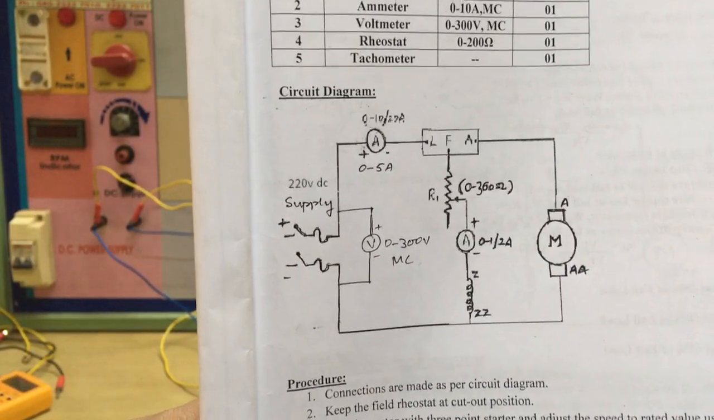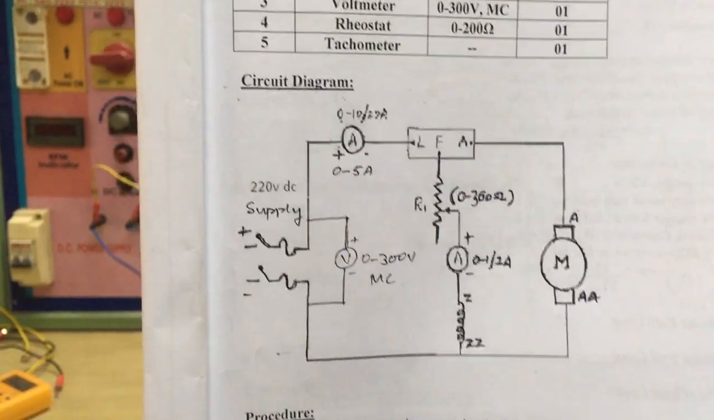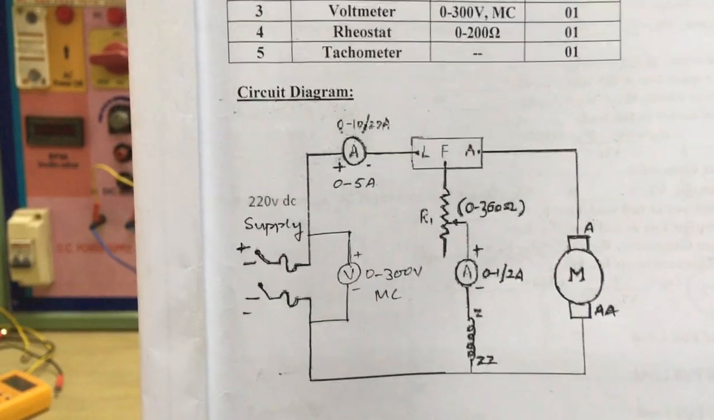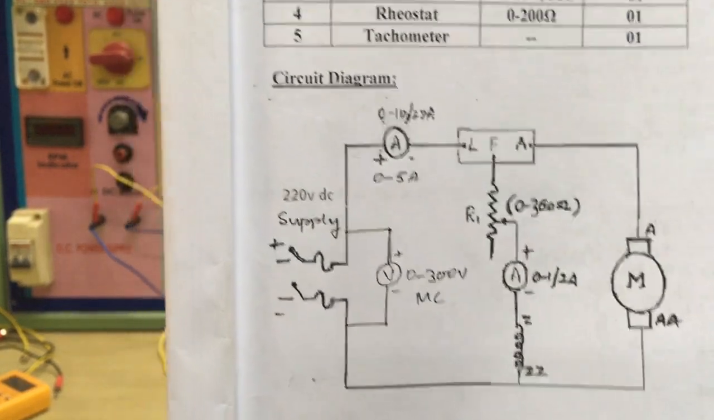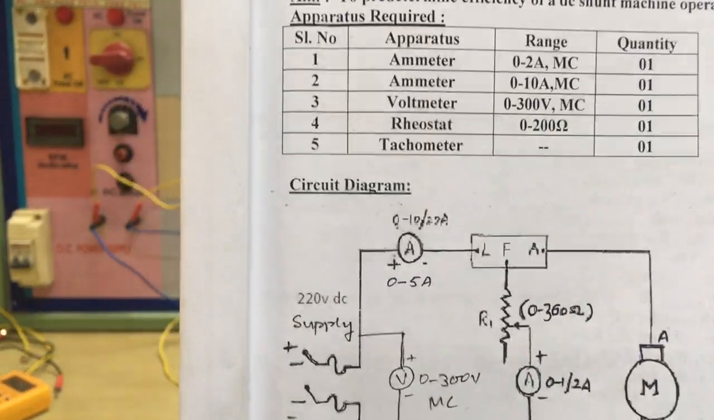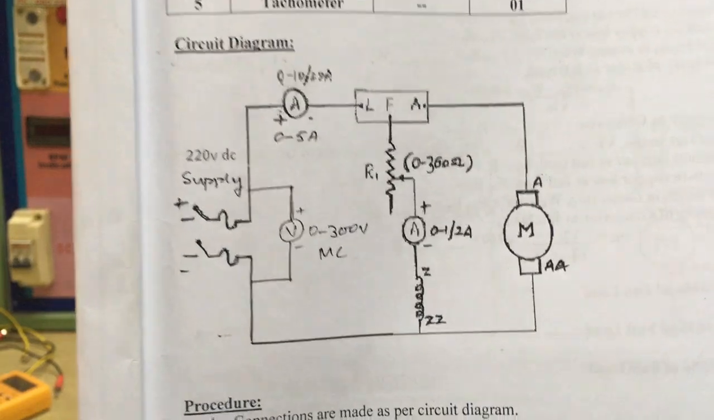The same connections are being given. As per the circuit diagram, the supply is connected to the line ammeter. An ammeter of 0 to 5 amps is sufficient, but on the board I have 10 amperes. I will be using the same 10 ampere ammeter because it is a no-load operation and the current will not be much.